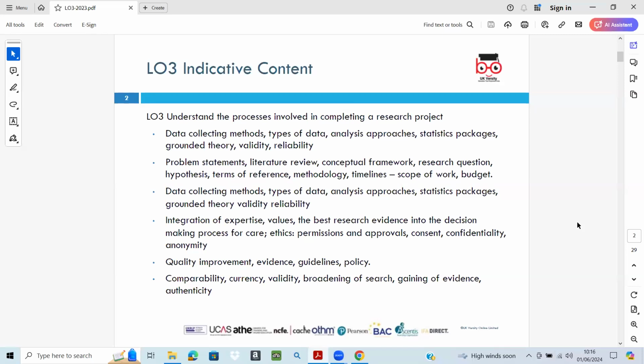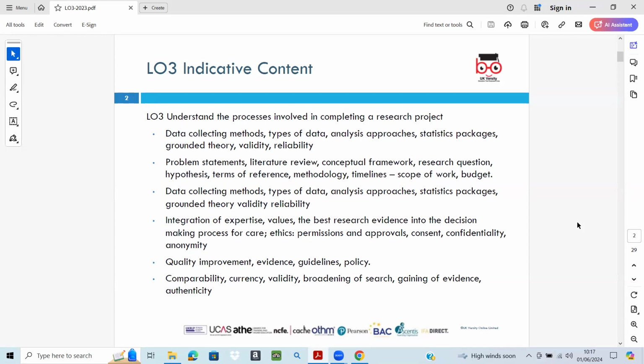So basically validity ensures that your research accurately reflects the concept or phenomenon you are studying, and it is about the truth of the research findings. An example is ensuring your questionnaire accurately measures patient satisfaction. Reliability refers to the consistency of your research measures. An example is ensuring repeated surveys yield similar results under consistent conditions.